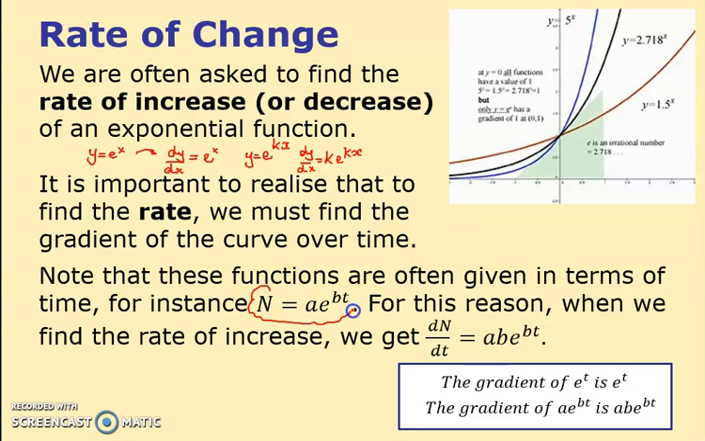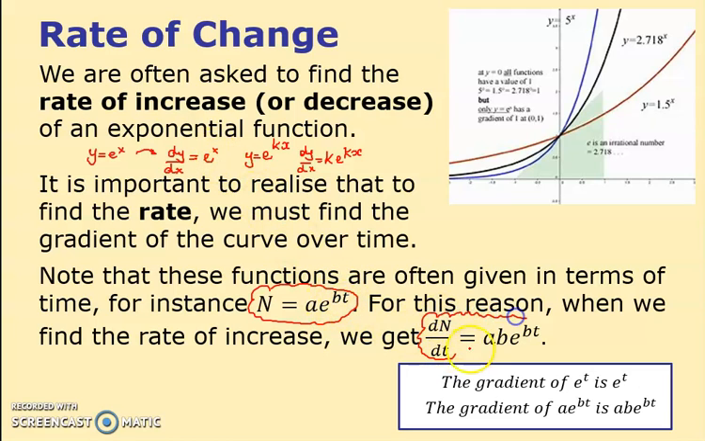For instance, here's one of them. This is n equals, so n might be the number of people in a room as a concert starts, or something like this, or it might be the number of radioactive particles in a piece of plutonium. So n then stands very often for number of whatever we're counting, and we've got an equation a e to the bt. Now if I therefore find dn by dt, notice the x is changed for a t, but other than that it's the same idea.